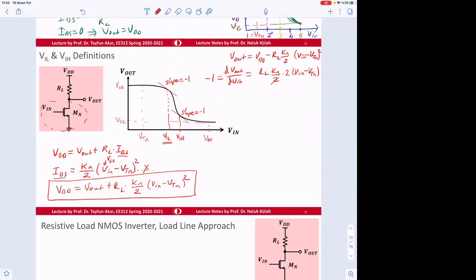And therefore we can find the value of V in for this case. And what is that value of V in? -1 divided by RL Kn plus VTN is equal to V in. Is this correct?